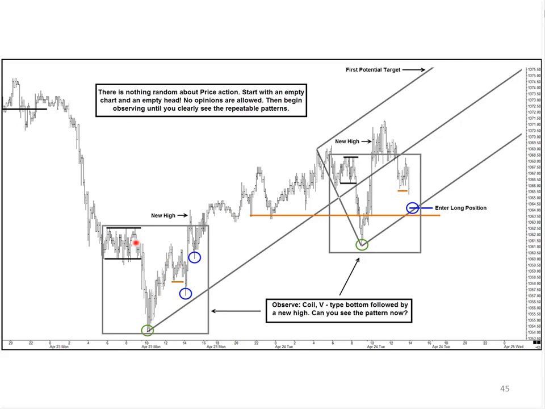Let's take the same box and just slide it over here. Tight coil, scary drop, works its way higher. Now we'll see whether or not it's going to work its way. At the moment, I'm calling this the C point. I could be wrong. But I think I've got buyers here. Look at my multi-pivot line all the way across.